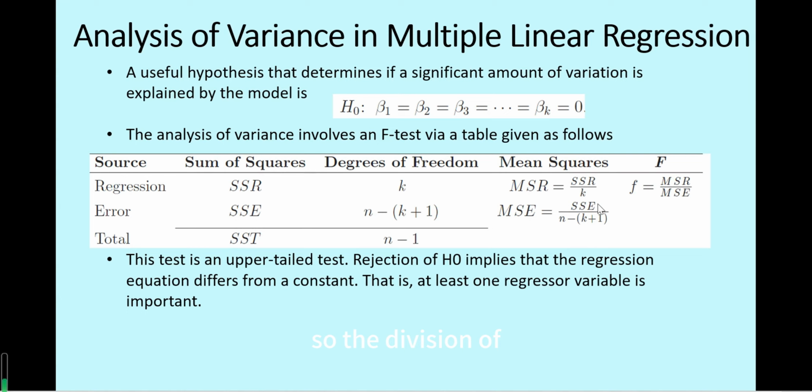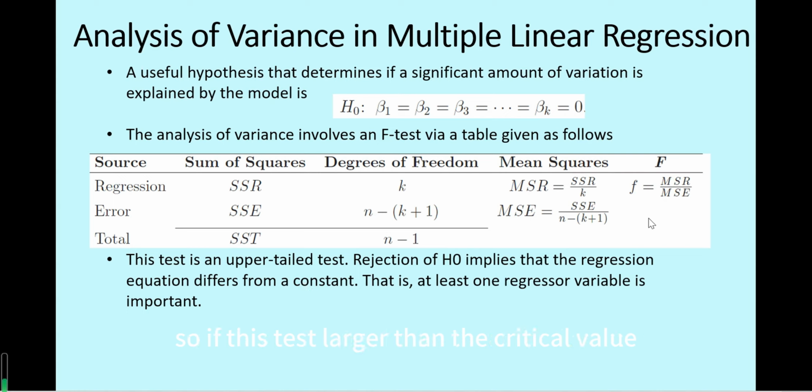The division of two chi-square distributed random variables, each divided by its degrees of freedom, follows an F distribution. So the analysis of variance approach uses the F test. This ratio of mean SSR to mean SSE is the F statistic, which follows the F distribution. This is an upper-tailed test, which means a one-tailed test.